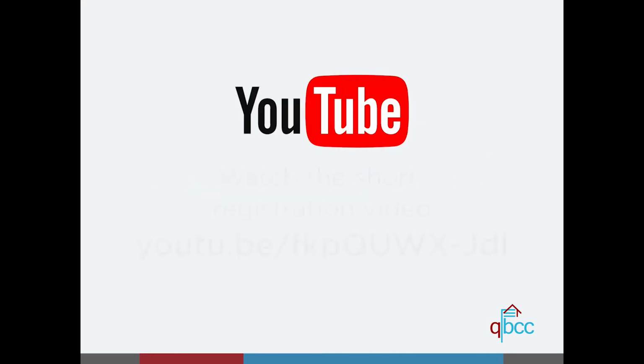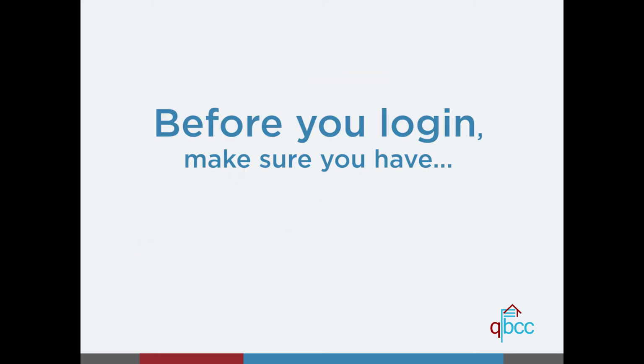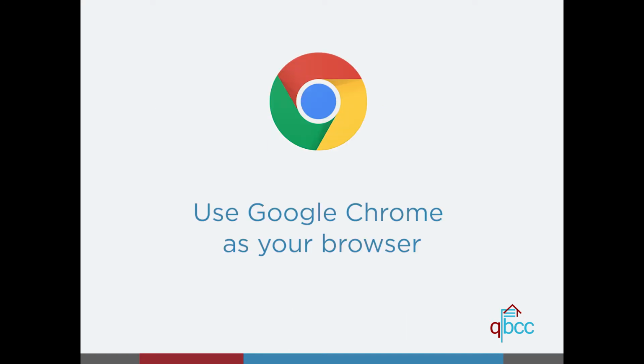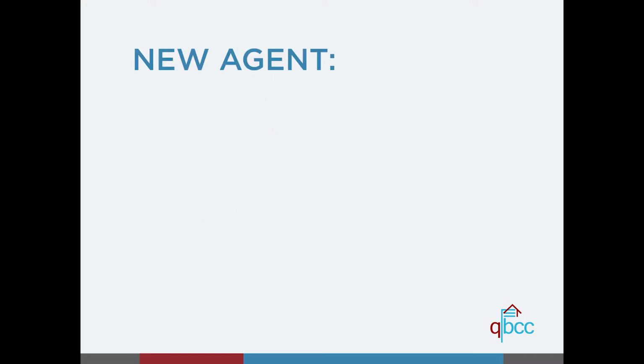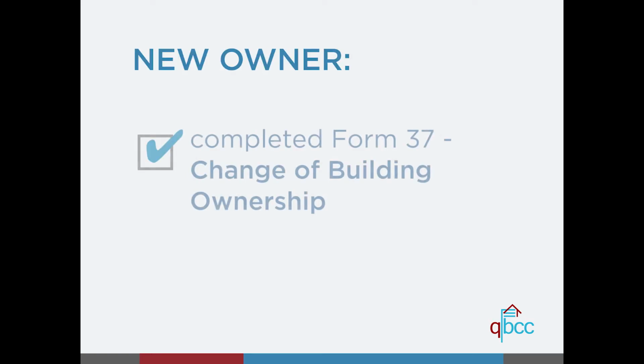Watch the short registration video to assist your myQBCC account creation at the link shown on the screen. But before you log in, let's make sure you have everything you need. Consider using Chrome as your default browser. For a new agent, a completed Form 43 proof of agency. For a new owner, a completed Form 37 change of building ownership.